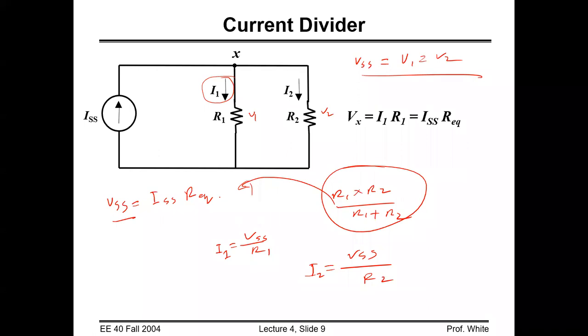Okay, so these are the two voltage and current finding rules.